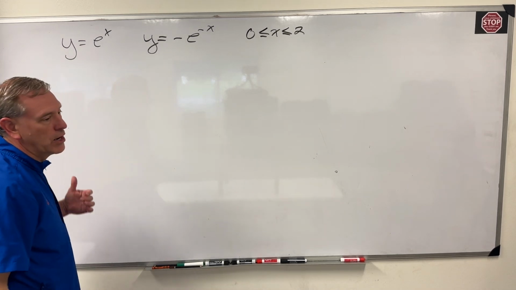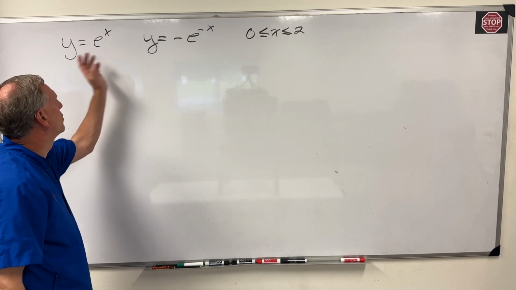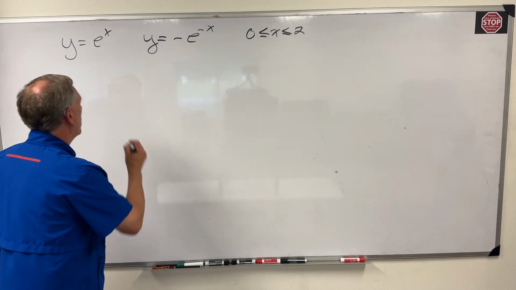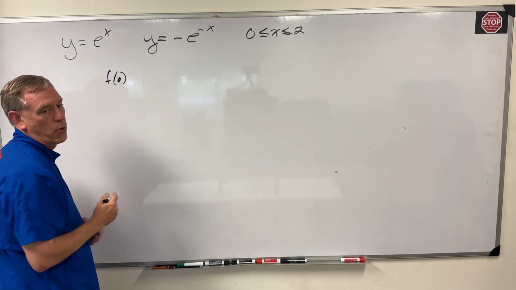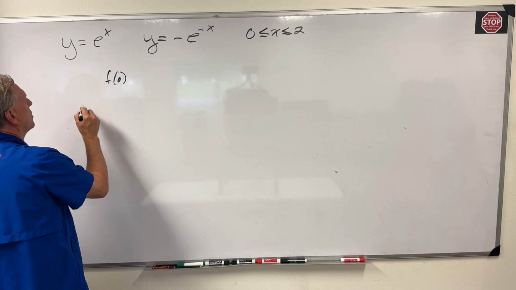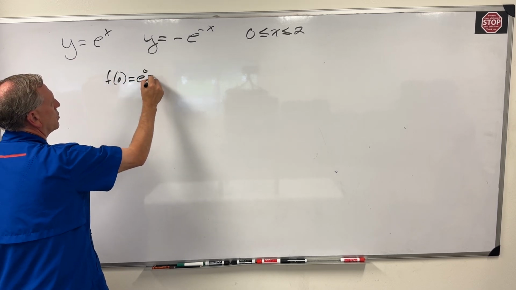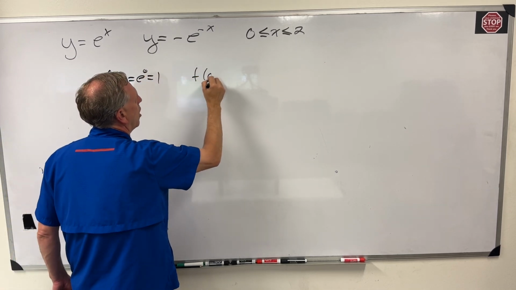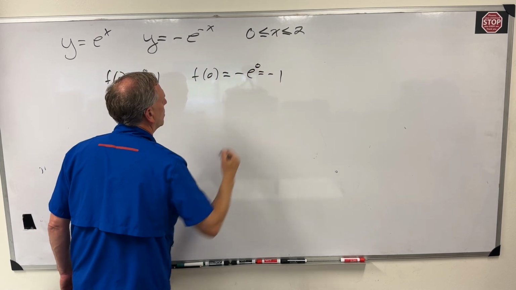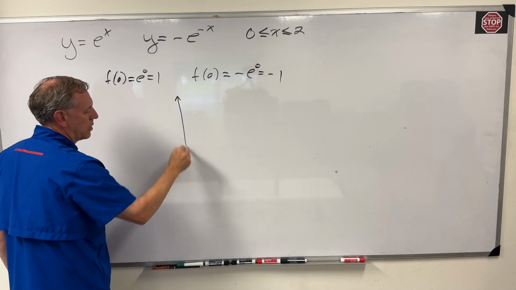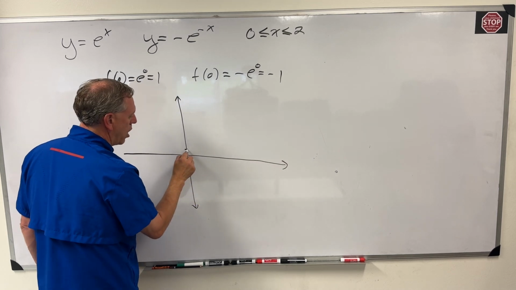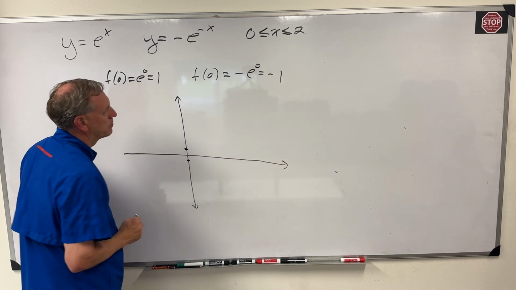Now, the first thing we need to do is have an idea of what these two functions look like. Remember in the graphing strategy, there's a few things we can do. We can find f of 0 for both of them, and I think that's a great place to start. So f of 0 there would be e to the 0, which is 1. And f of 0 on this one would be minus e to the 0, which is equal to minus 1. So we know already at 0, we have two values: 1 and minus 1.